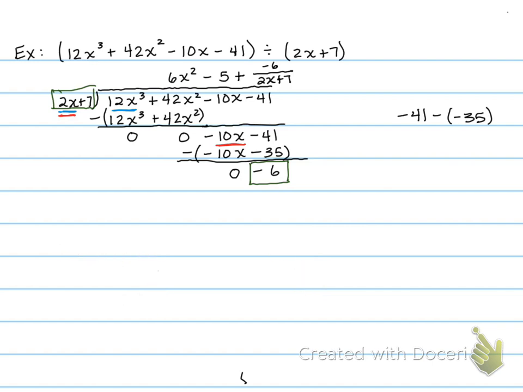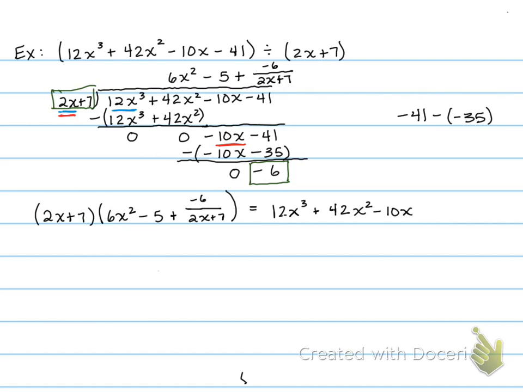So the reason this works is, remember that the way division works is it's like the opposite of multiplication, right? So if we say that that's our quotient, we are saying that if you multiply 2x plus 7 by the quotient, 6x squared minus 5 plus -6 over 2x plus 7, that is going to be equal to 12x to the third plus 42x squared minus 10x minus 41.